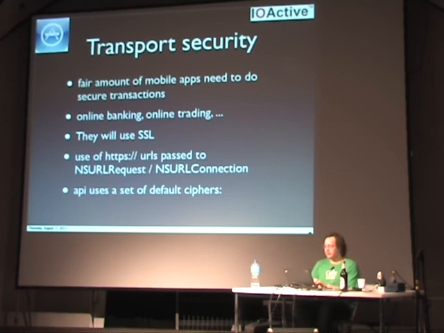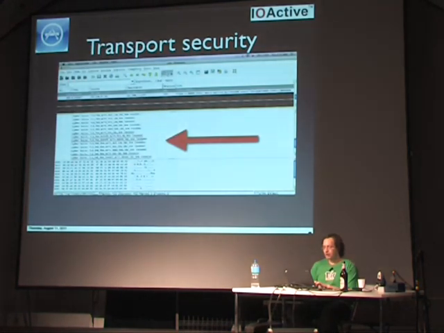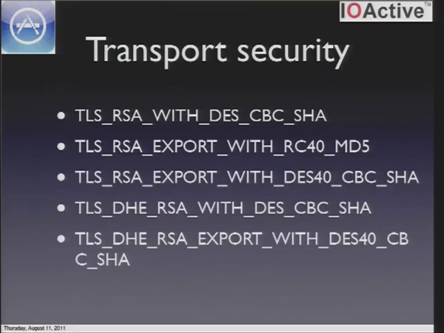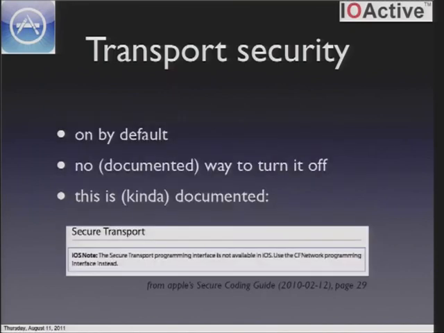The API uses a default set of SSL ciphers, which if you sniff looks like this. This is the initial client hello handshake. If you take a closer look, you see there's a whole bunch of cipher suites in there that you really don't want to be using, including DES and export ciphers: 40-bit RC4, 40-bit DES, that kind of stuff. But it's there, it's on by default, and you can't turn it off. When I say you can't turn it off, I mean you can't turn it off with documented APIs. There are undocumented APIs you can use to turn off these weak ciphers, but if you use them, your app will not pass the App Store and will get rejected.